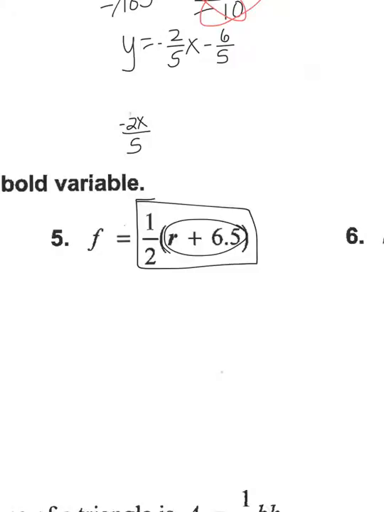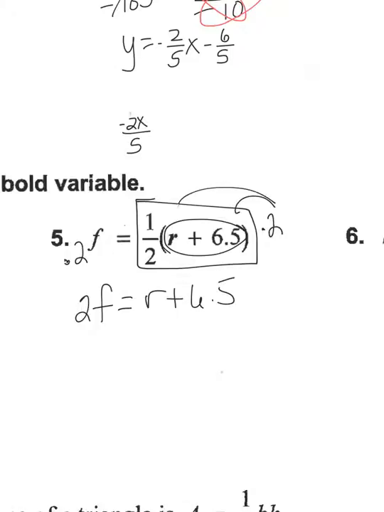So if I take this side of the equal sign and multiply it by 2, and do that to this side, so times 2, I'm going to have 2f on this side equals, and then 2 times a half makes it 1. And then the r plus 6.5 that's in parentheses is now out of parentheses. I don't distribute this to both terms because I am already getting rid of the 2 by multiplying it by the 1/2 here. So now when we look down here, we have 2f equals r plus 6.5.